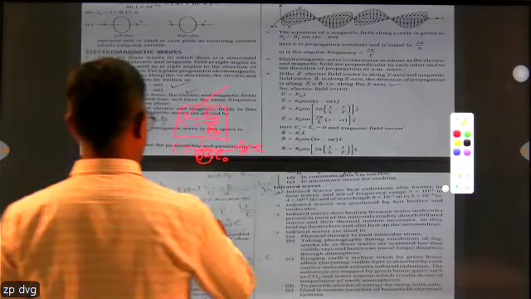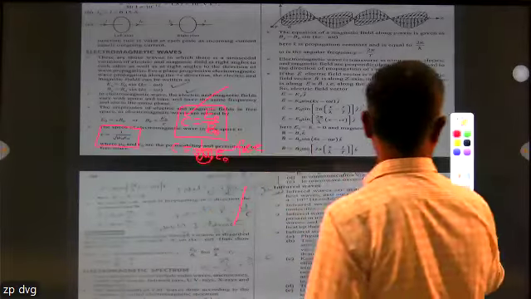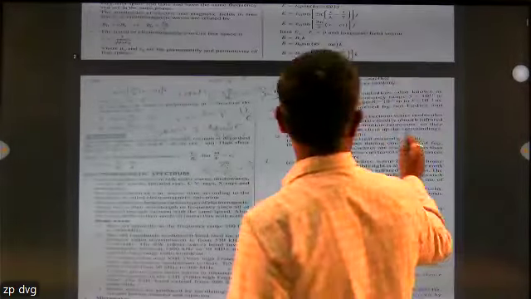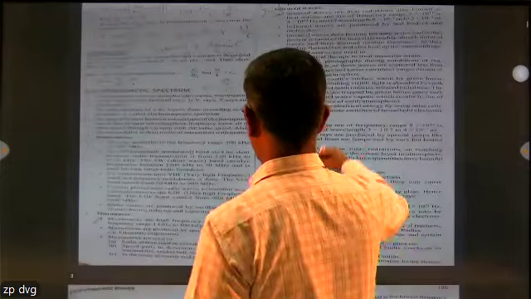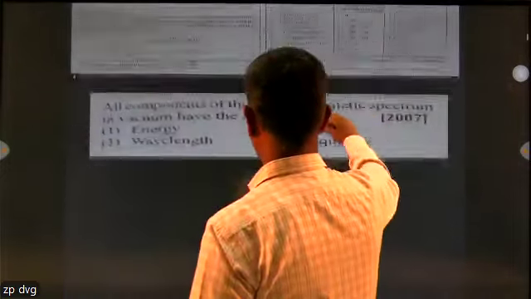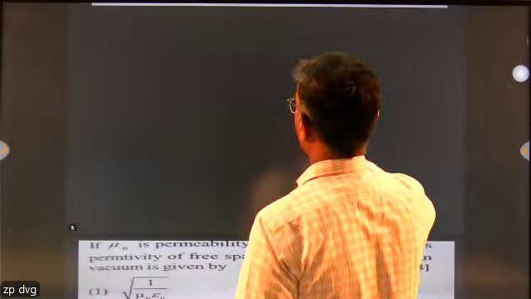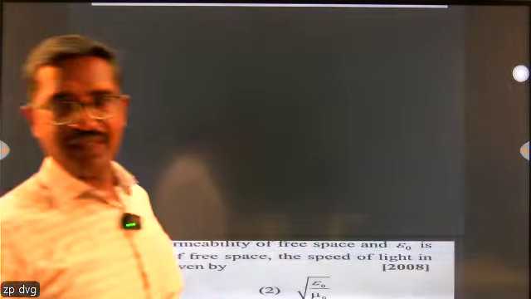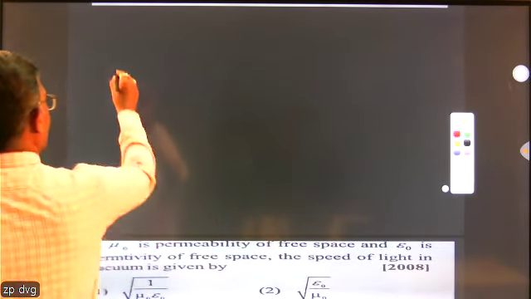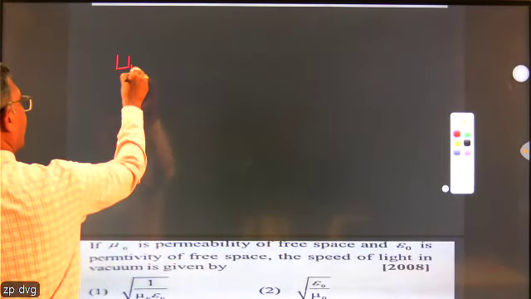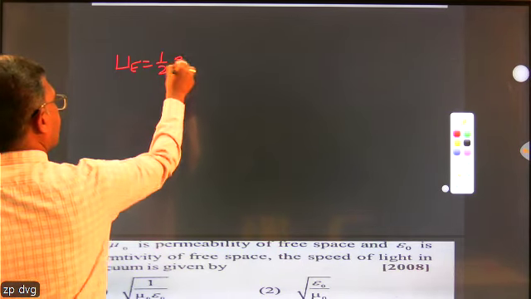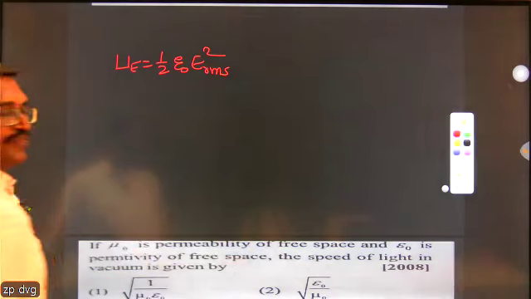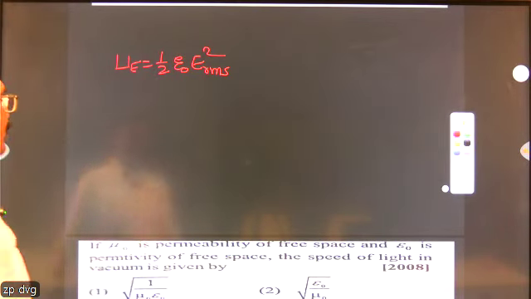So these are some different formulas we can have for electromagnetic waves. Then we have the energy. What is the energy in the electromagnetic wave? So how much energy does an electromagnetic wave have? The energy is both in the electric component as well as the magnetic component. So energy in the electric component, UE, can be written as half epsilon naught E RMS square. This is the amount of energy in the electric component.